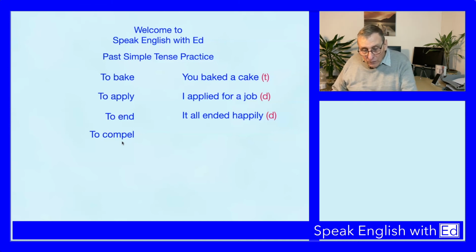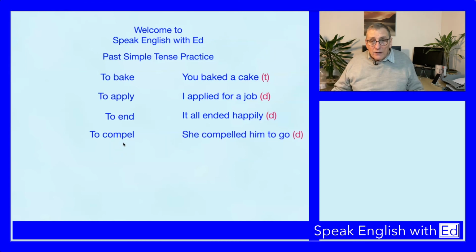Well, we're going to add another L, and then we're going to add ed at the end. So it's going to be compelled. She compelled him to go. He couldn't resist. He couldn't refuse. She compelled him to go. That is the past tense of compel.